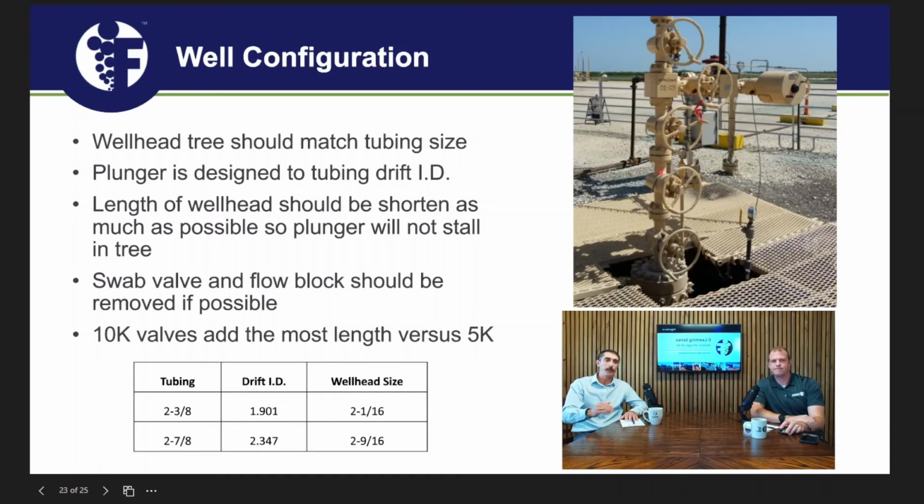Not recommended. And on the opposite side, if you've got a 2 1/16 wellhead on a 2 7/8 well, I think logic tells us all that we're not going to get the plunger to fit. That plunger's not going to fall very well.